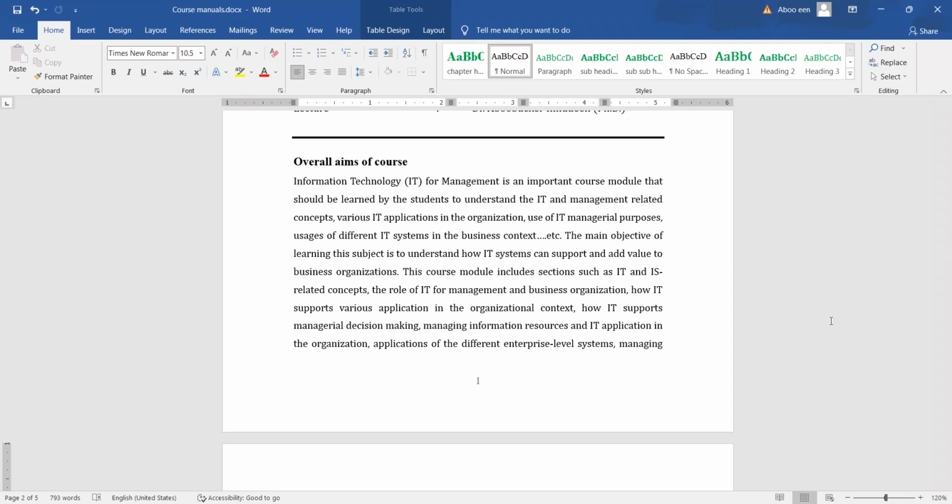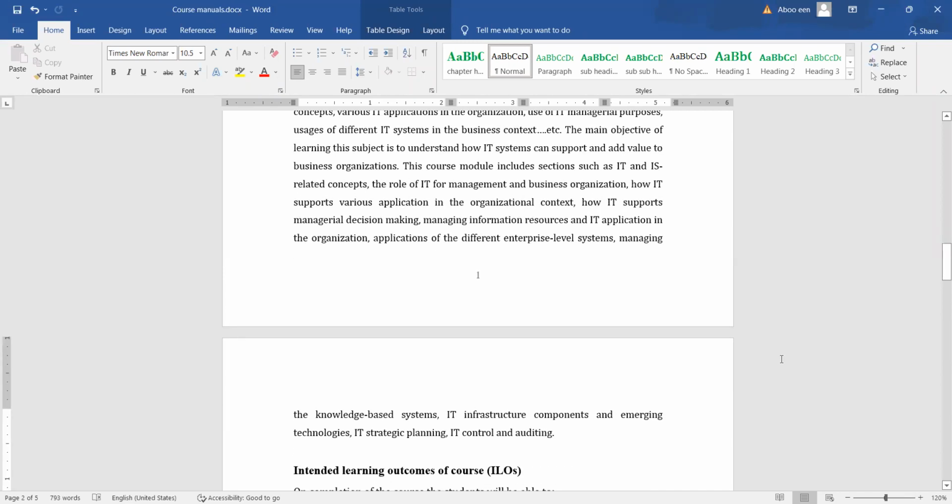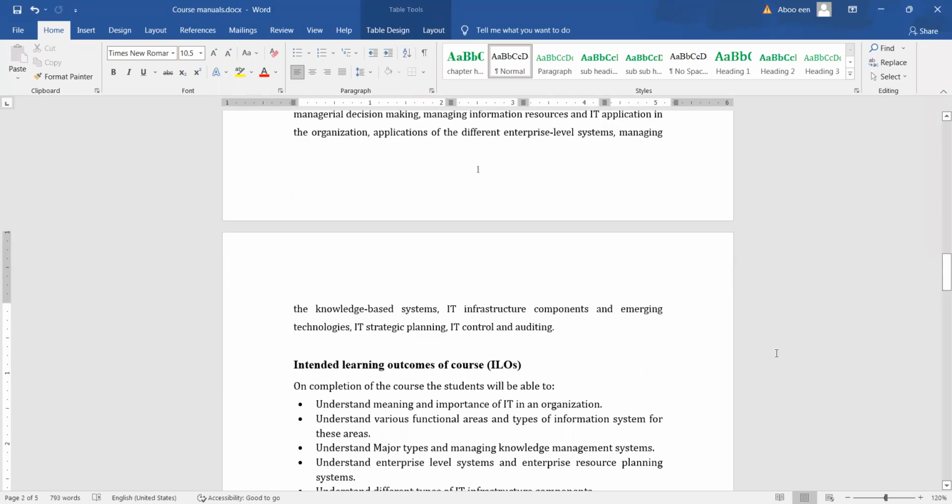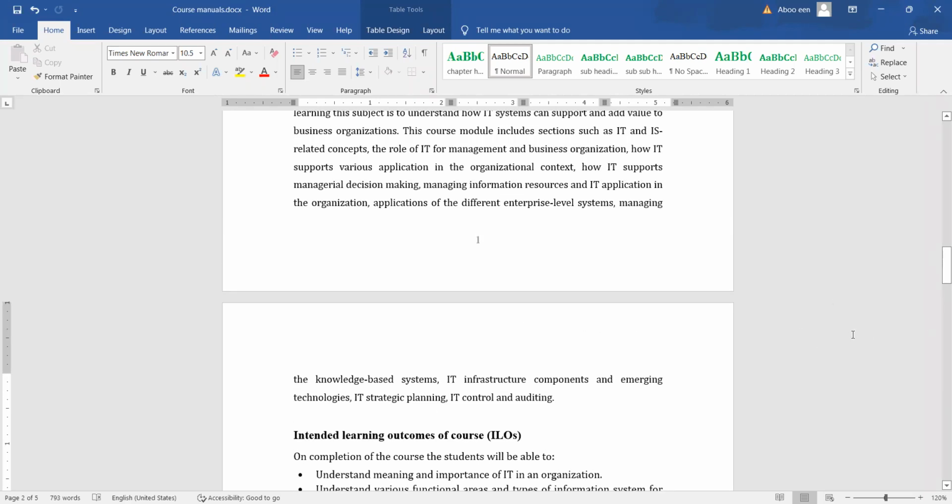The course module includes sections such as IT and IT-related concepts, the role of IT for management and business organization, how IT supports various applications in the organizational context, how IT supports managerial decision making, managing information resources and IT applications in the organization, application of the different enterprise level systems, managing knowledge-based systems, IT infrastructure components and emerging technologies, IT strategic planning, and IT controlling and auditing. So these are the coverage, the content of this module.